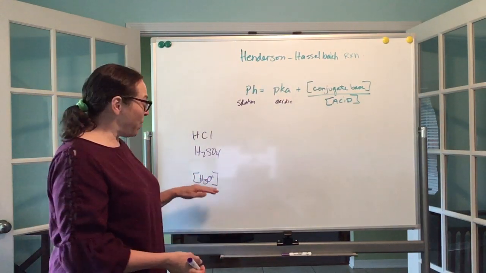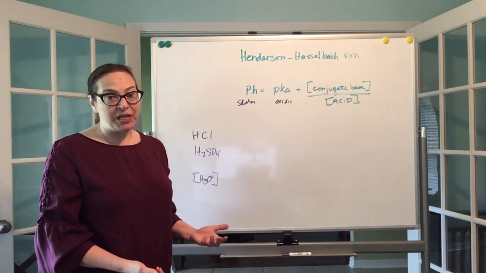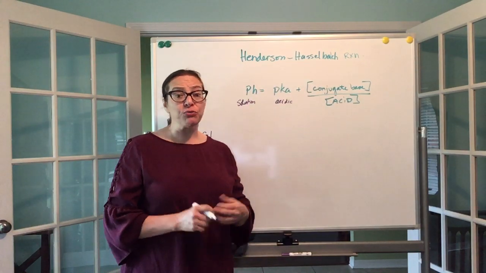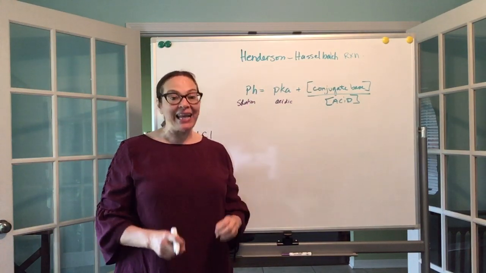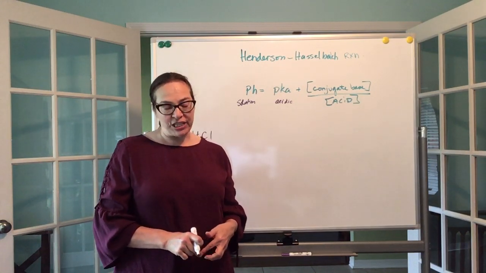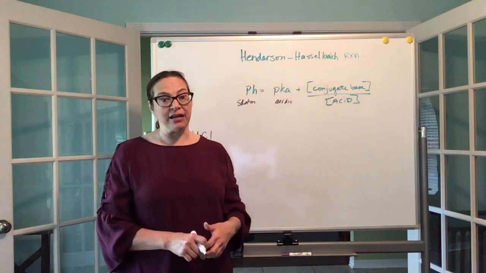No problem. If you have the concentration of the hydronium ion, you can figure out what the pH is. It's not very difficult. The Henderson-Hasselbalch equation is really meant for organic acids. Organic acids are not completely dissociated. Sometimes they are somewhat dissociated, sometimes they're not dissociated at all.